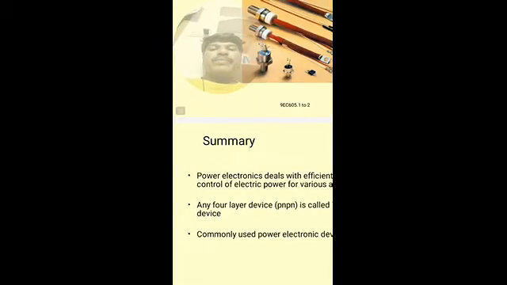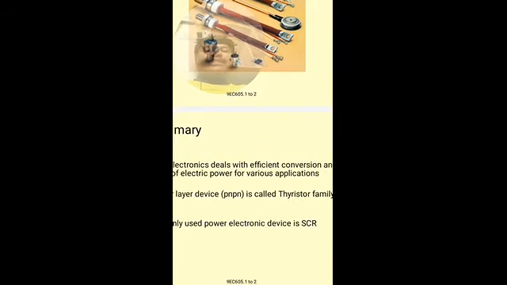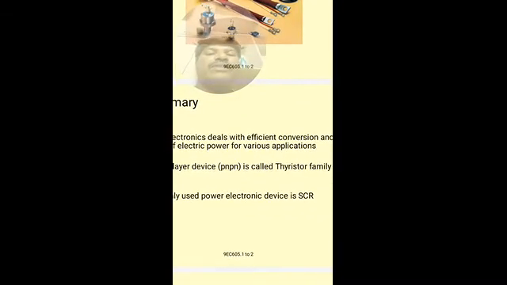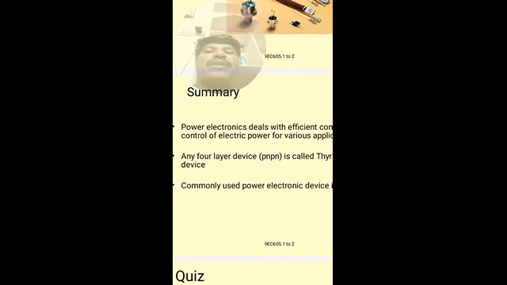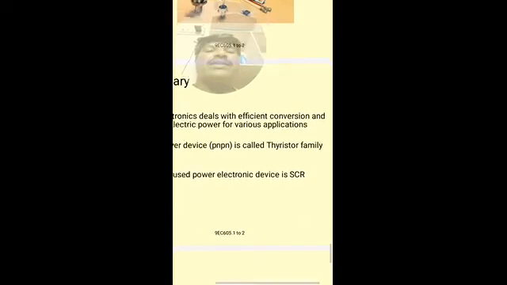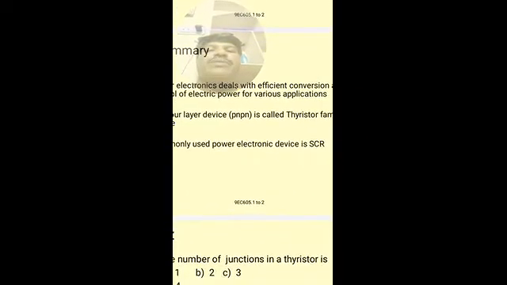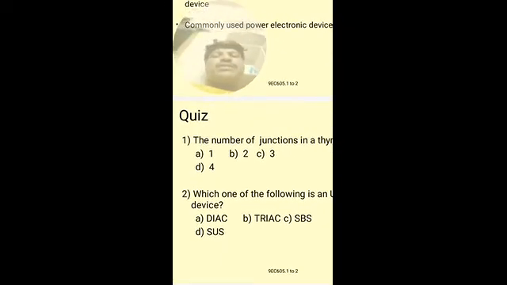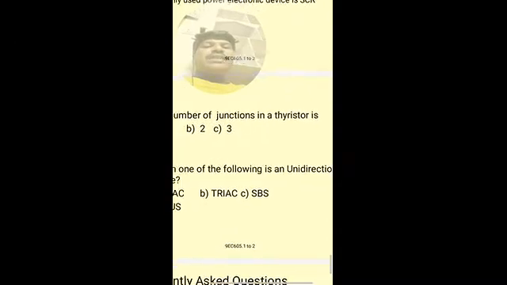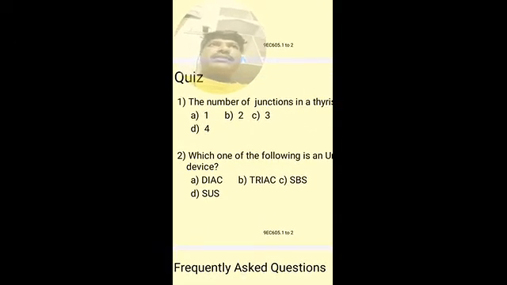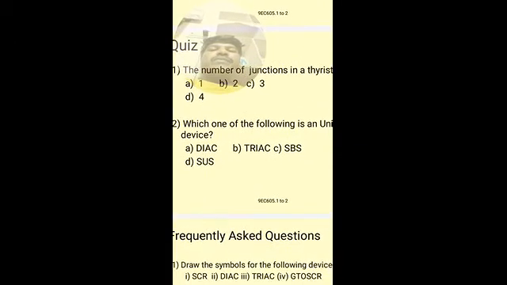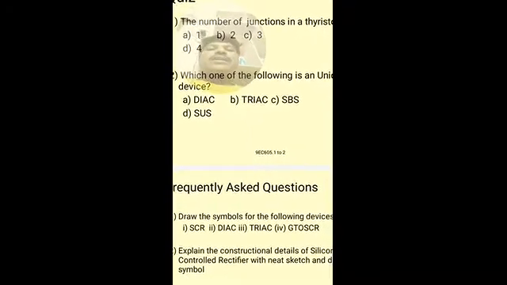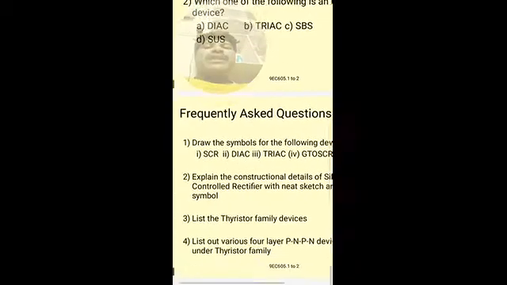Coming to the summary: power electronics deals with the efficient conversion and control of electric power for various applications. Any 4-layer device, PNPN, is called a thyristor family device. A commonly used power electronic device is the SCR. Coming to the questions: the number of junctions in a thyristor, that is the SCR, is 3. Which of the following is a unidirectional device? Silicon unilateral switch is a unidirectional device.